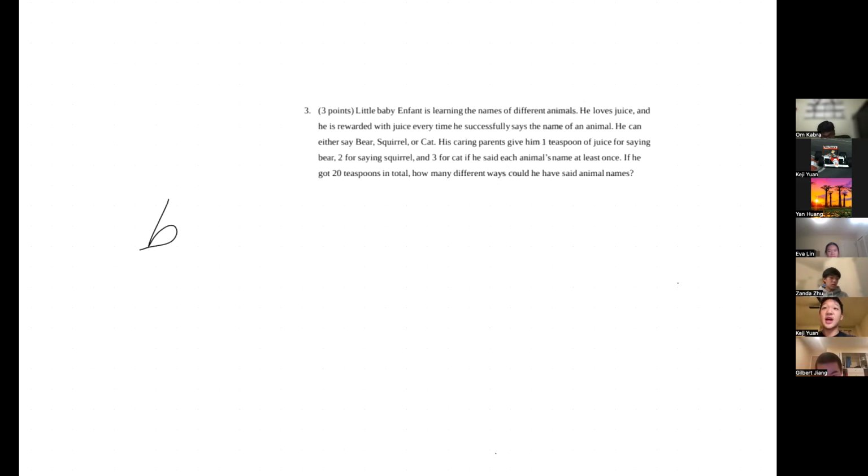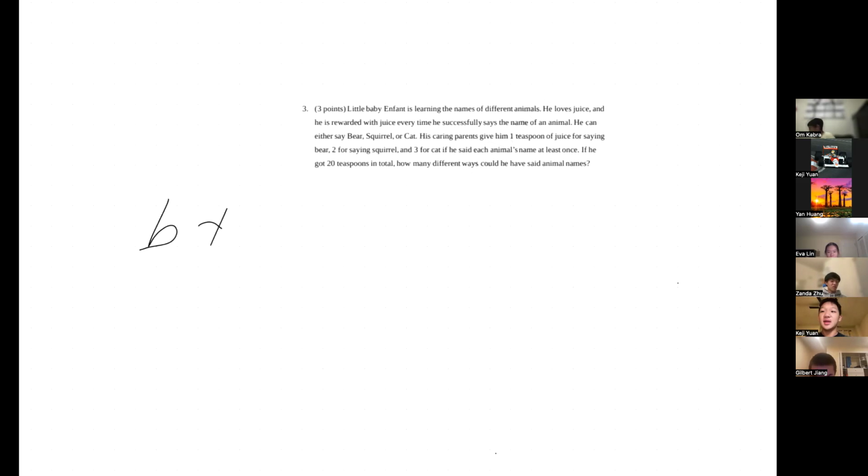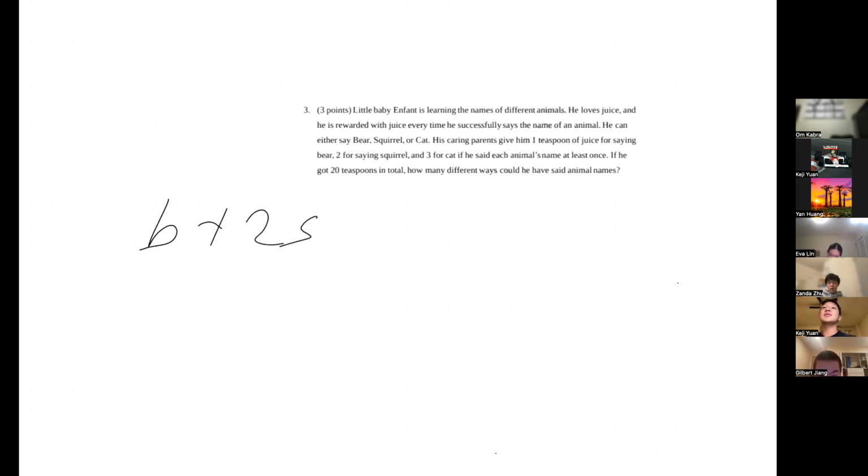So firstly, we need to set some variables. This is clearly an algebra problem. Let the number of times he said bear be b. So we have b, plus 2 times the number of times that he said squirrel, so 2s, plus 3 times the number of times he said cat, so plus 3c. That will be equal to 20, and b, s, and c will all be greater than or equal to 1.